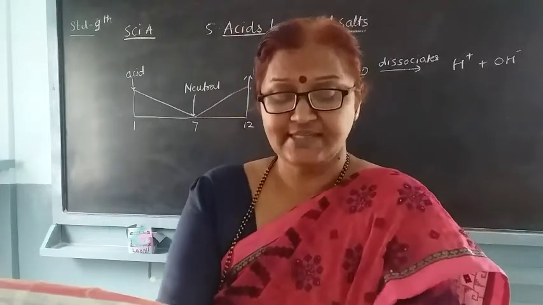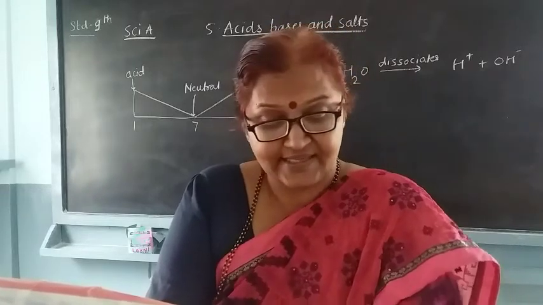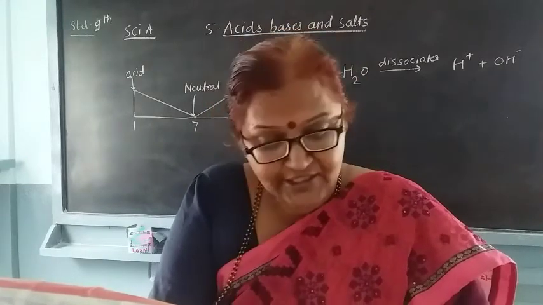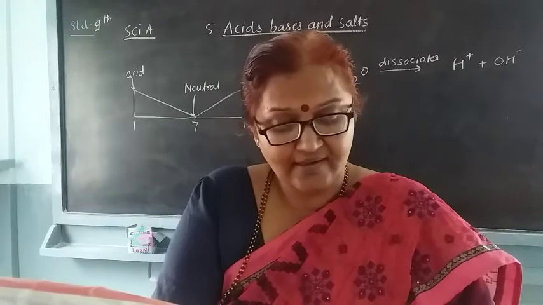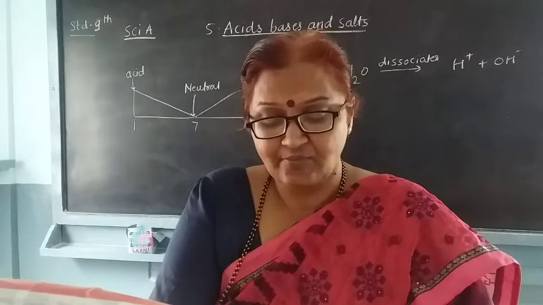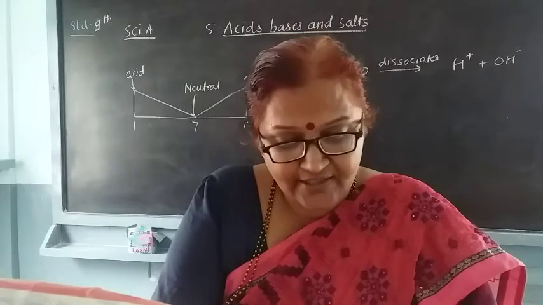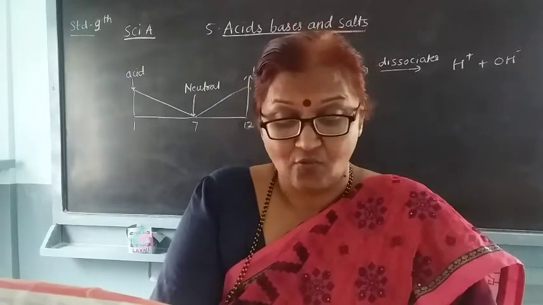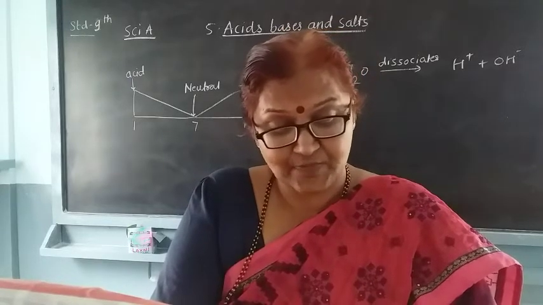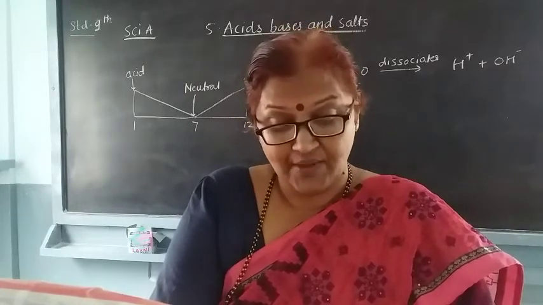The concentration of H plus ions formed by dissociation of water at 25 degrees centigrade is 1 into 10 raised to minus 7 mole per liter. At the same temperature, the concentration of H plus ion in 1 molar solution of HCl is 1 into 10 raised to 0 mole per liter. While in 1 molar NaOH solution, the concentration of H plus ion is 1 into 10 raised to minus 14 mole per liter.